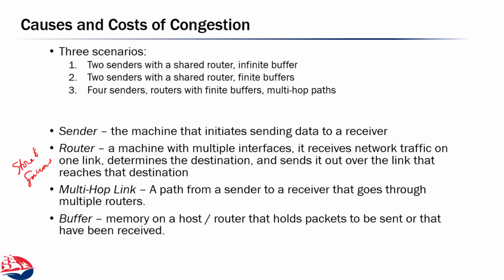In scenario number 3, we're going to see a multi-hop path where we have a router that sends to another router, and then it becomes really hard to predict what the characteristics are going to be. And then finally, buffer. I think by now we know buffer, but it's memory on a host or a router that holds packets that need to be sent or that have been received and moved on to another layer in the network stack.